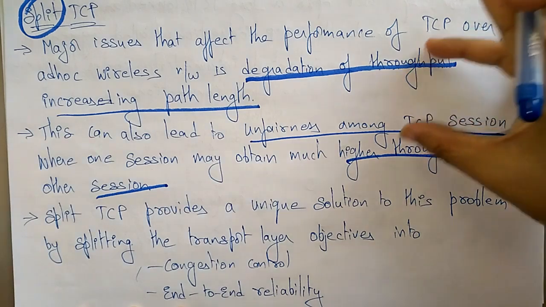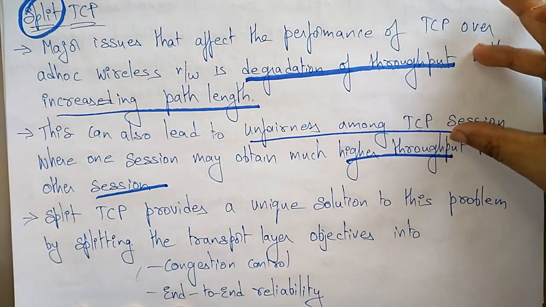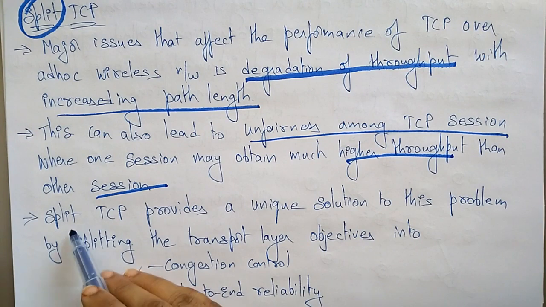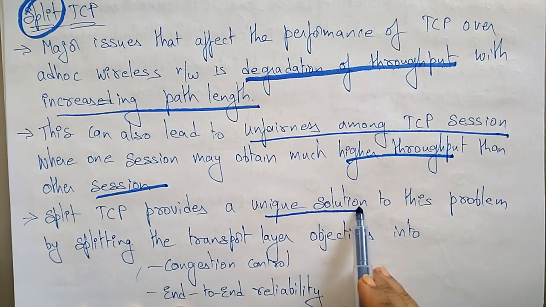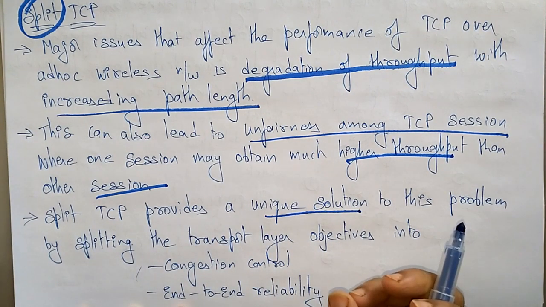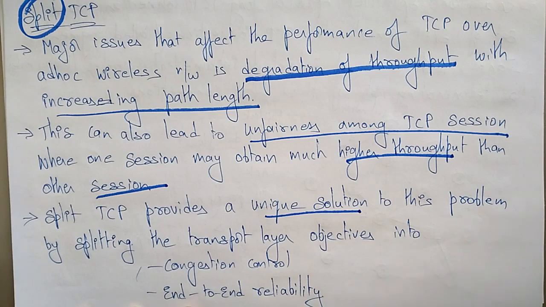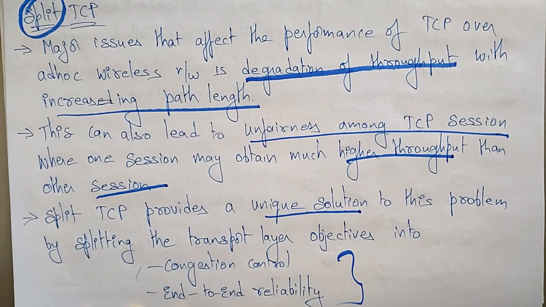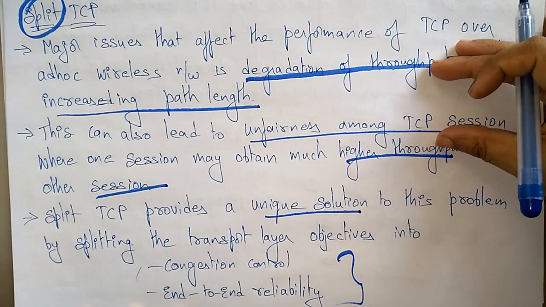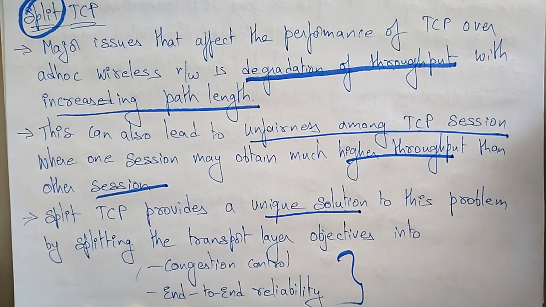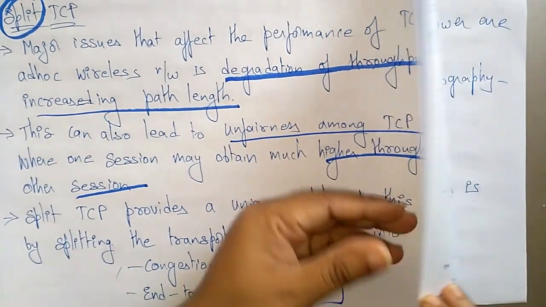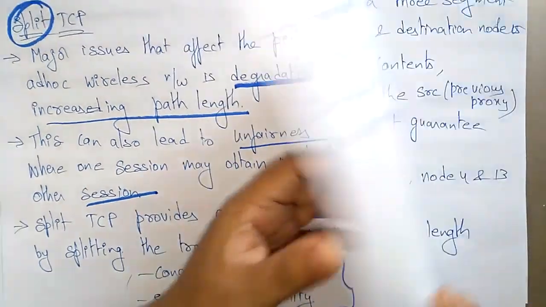So to overcome these disadvantages, split TCP provides a unique solution to these problems by splitting the transport layer objectives into congestion control and end-to-end reliability. So to overcome the degradation of the throughput, the TCP transport layer is going to split the TCP protocol into two layers. One is congestion control and another is end-to-end reliability. That's why we call it split TCP.